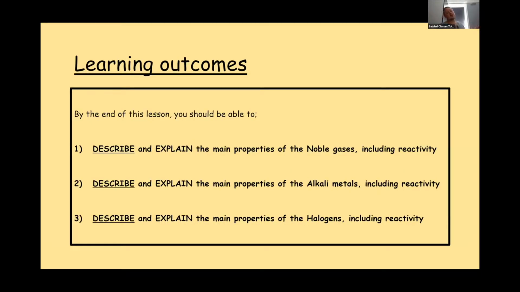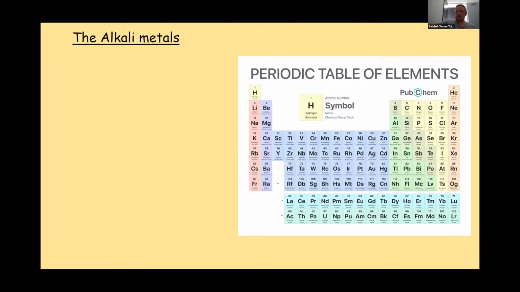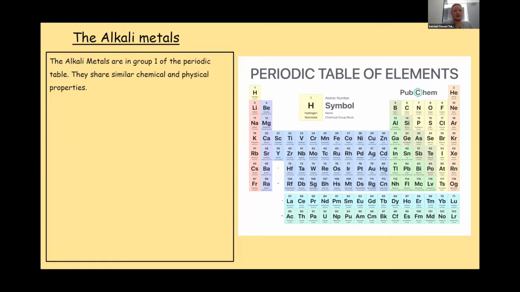So let's describe and explain the main properties of the noble gases, including reactivity. Second outcome, describe and explain the main properties of the alkali metals, including the reactivity. So back to our periodic table again. The alkali metals are in group 1 of the periodic table. They share similar chemical and physical properties to each other, and that's why they're in the same group.